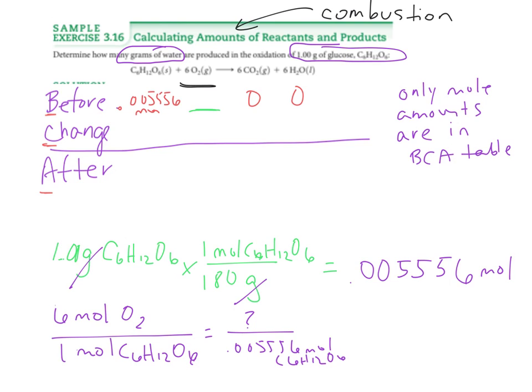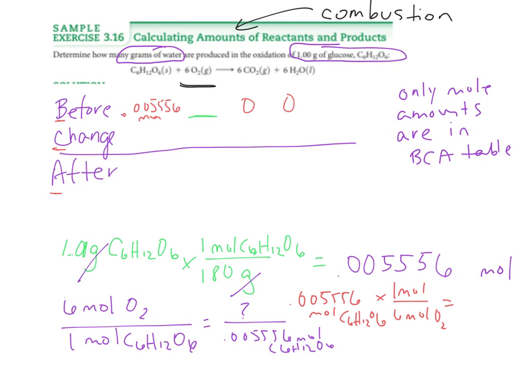It really is a proportion. We need 6 moles of oxygen for every 1 mole of glucose. And so therefore, if we have 0.0056 moles of glucose, how many moles of oxygen do we need? That is a proportion. I can cross-multiply and solve it the way we typically do in class. We would take the 0.00556 moles of glucose that we have and multiply it by this conversion ratio, 1 mole of glucose over 6 moles of O2, and therefore we will need how many moles of oxygen?